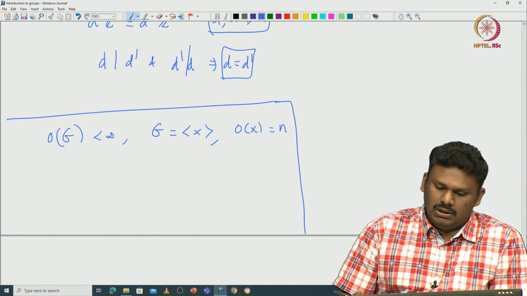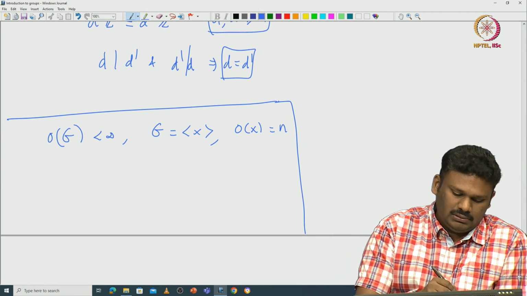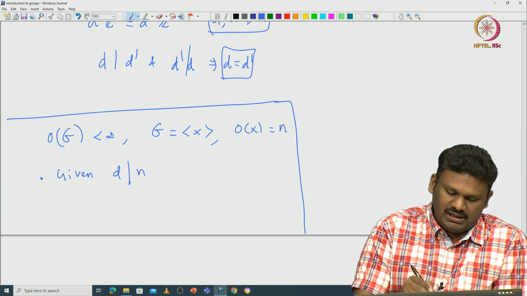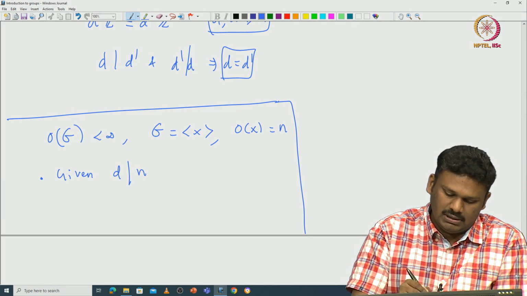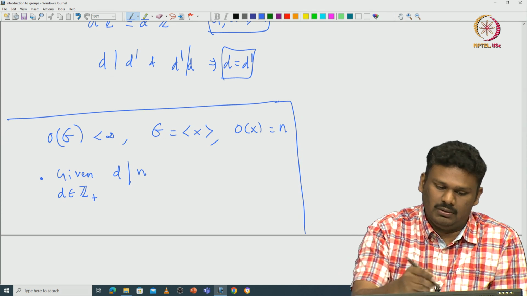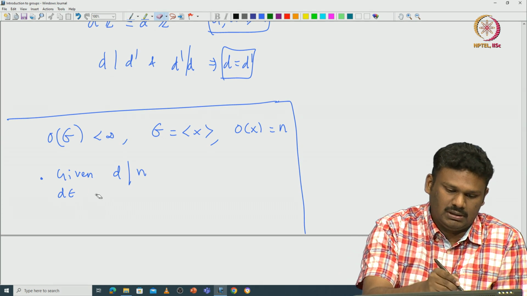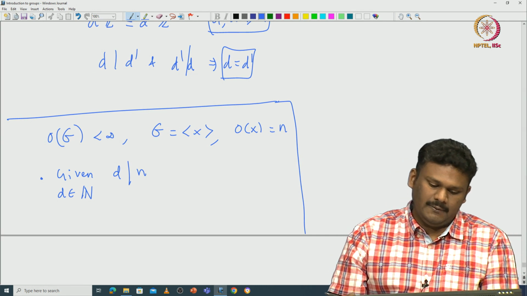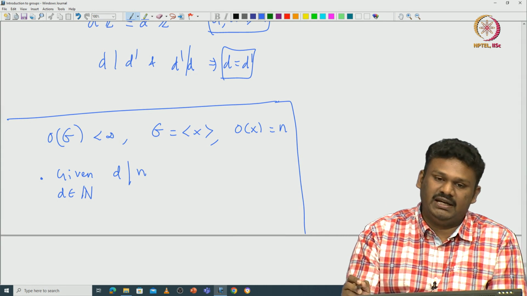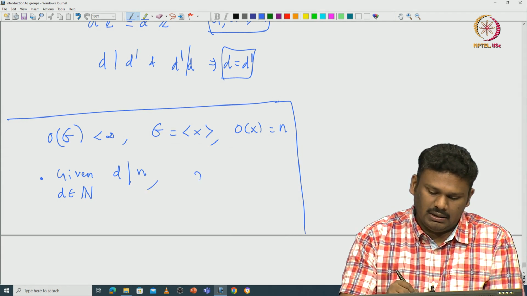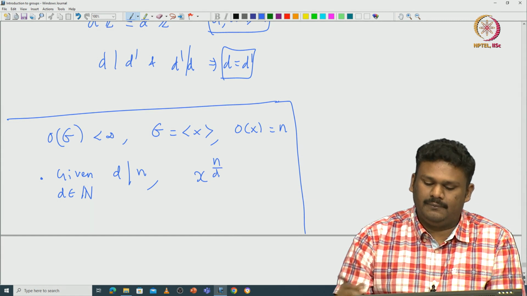Okay. So, then given D which divides n, again you can assume D is a non-negative integer. So, D from Z plus such that D divides n. So, that means you can take it to be a positive integer, not a problem. Given D positive integer, suppose D divides n, then you can take x power n divided by D.